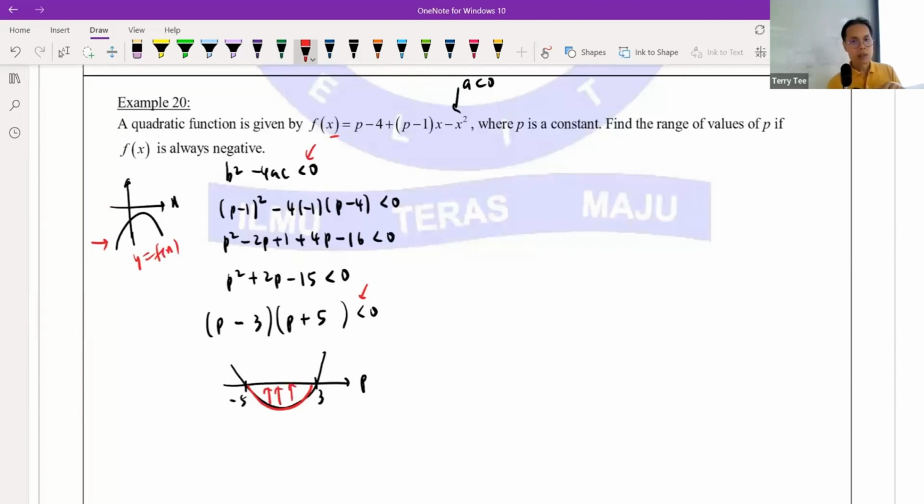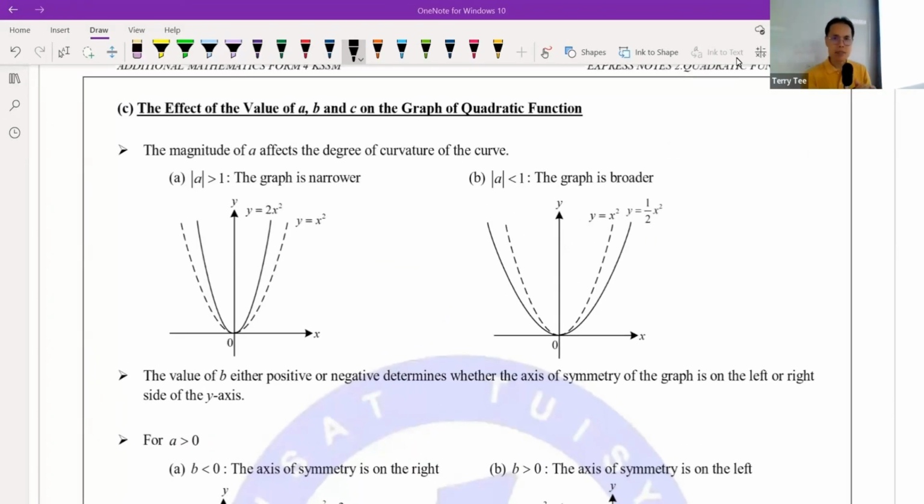We know in order for this to be less than 0, your P value is between negative 5 and 3. If you substitute negative 5 and 3, the entire graph that we draw here should be below the x-axis. In the new KSSM syllabus, they have this thing, the effect of a, b, c on your quadratic function. But the good thing is it's something that you probably learned in your Mod Maths as well.